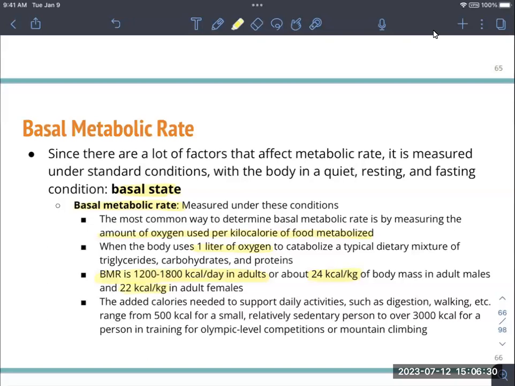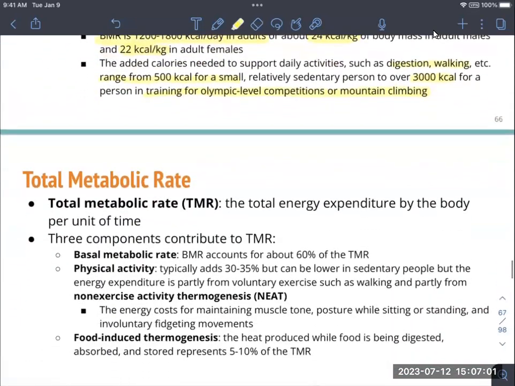Then the added calories needed to support daily activities, digestion, walking, can be anywhere from 500 kilocalories for a sedentary person to over 3,000 kilocalories for someone training for an Olympic-level competition or mountain climbing, because mountain climbing takes quite a bit of energy. If you've never tried it, it's fun. It does require a lot of energy though.